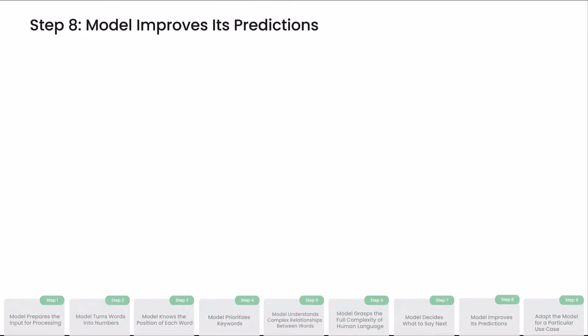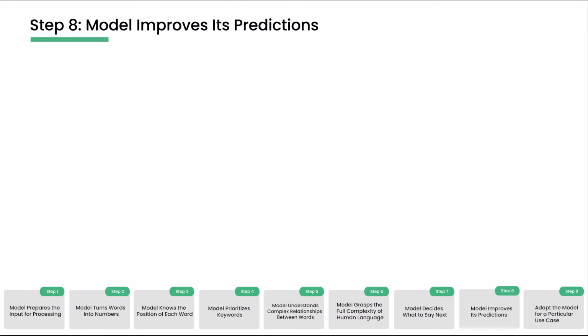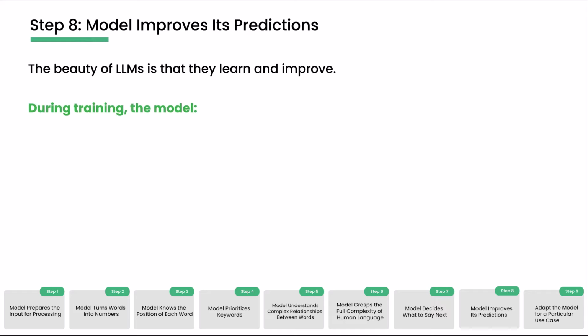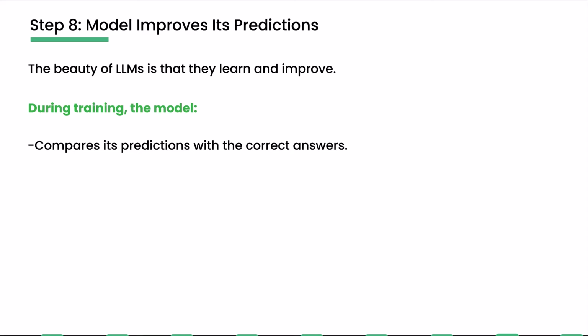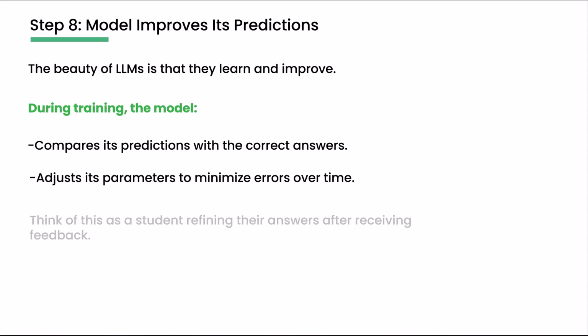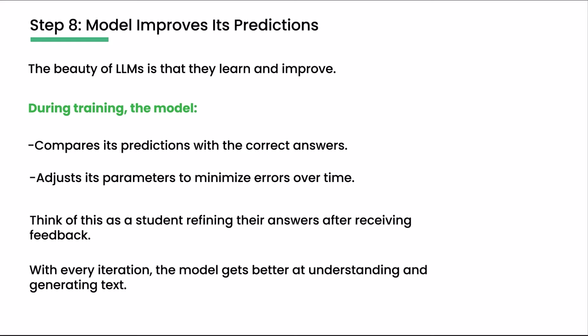Now let's go to the next one, step 8. The model improves its predictions. The beauty of LLMs is that they learn and improve. During training, the model compares its predictions with the correct answers and adjusts its parameters to minimize errors over time. Think of this as a student refining their answers after receiving feedback. With every iteration, the model gets better at understanding and generating text.